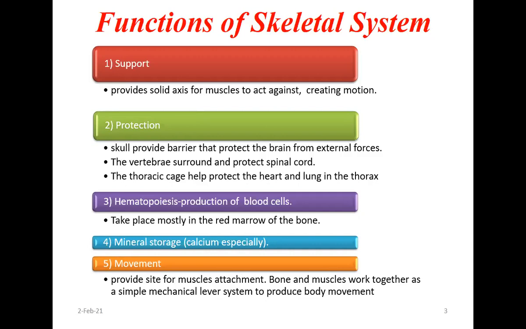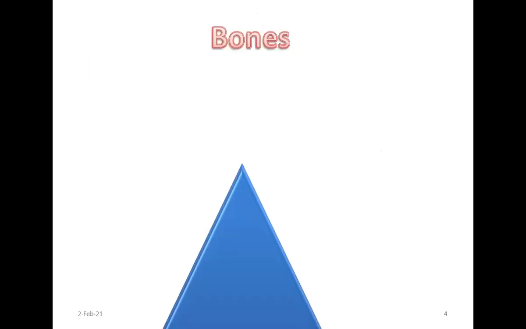So these are some of the important functions of the skeletal system. One, it supports; two, it protects; the third is it helps in production of the blood cells, that is called hemopoiesis. Then the fourth function is the storage of minerals, especially calcium. And the fifth function is movement. So these are the five important functions of the skeletal system.